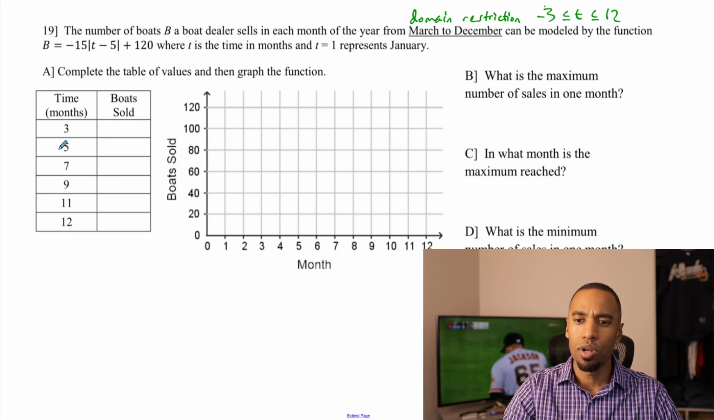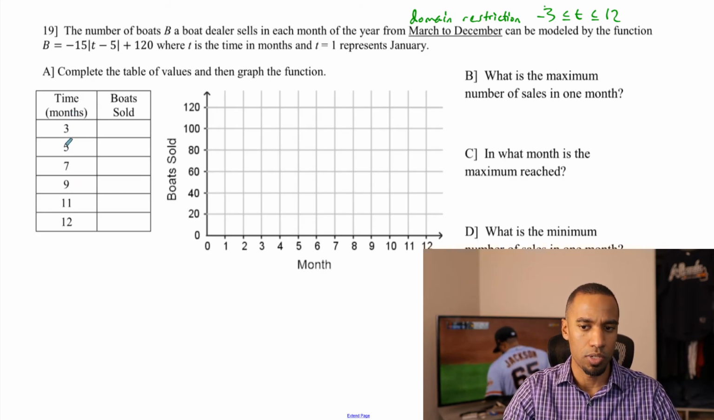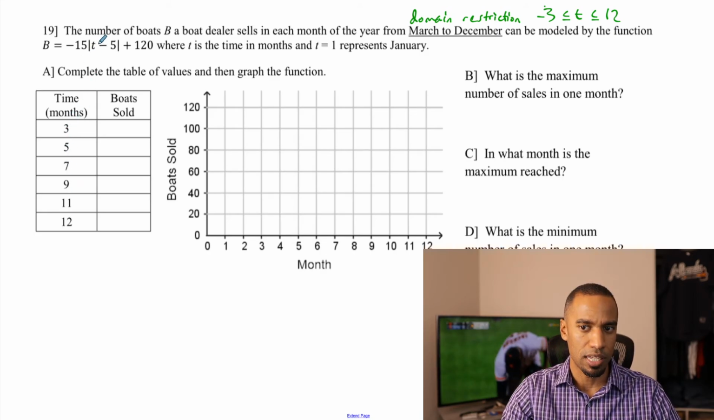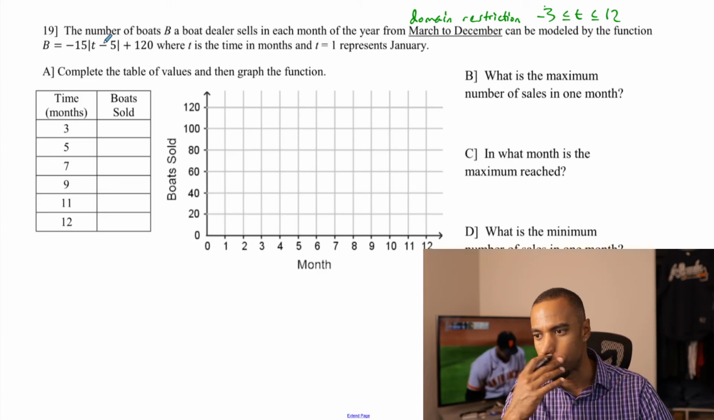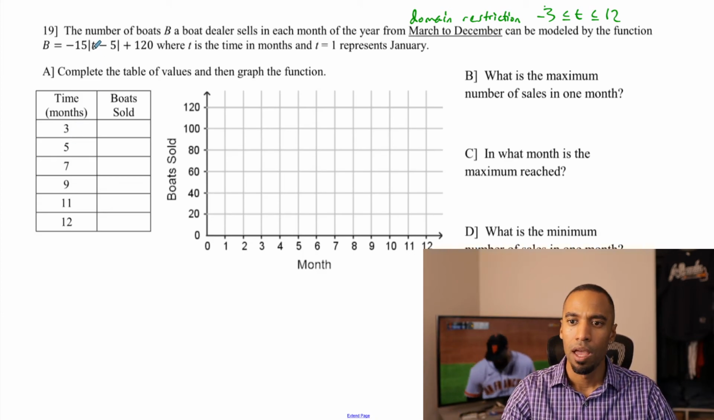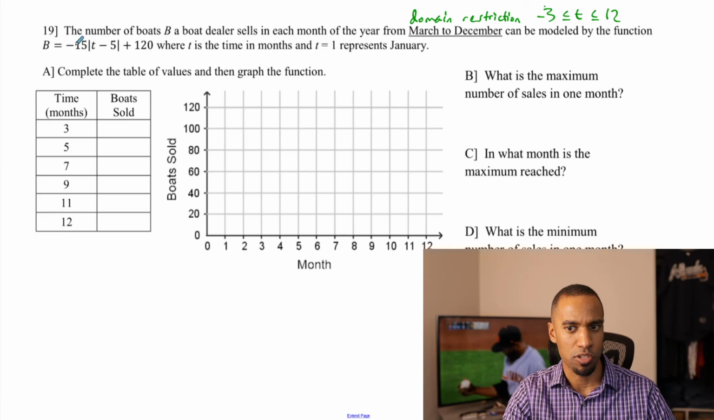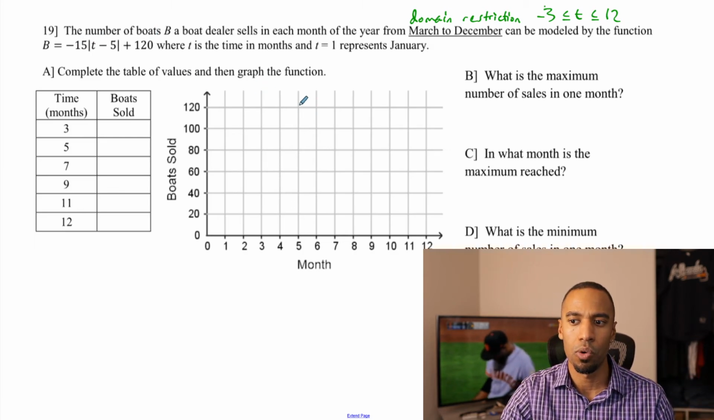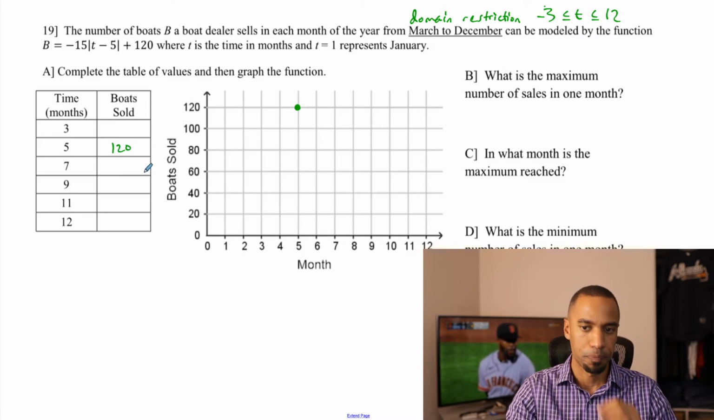Okay, so I do know that we can substitute these numbers into here, and I think that's kind of what they want us to do. So yeah, this will take more than 4 minutes here. If I substitute 5 minus 5 is 0, negative 120, right? We know the vertex here is at 5, 120.